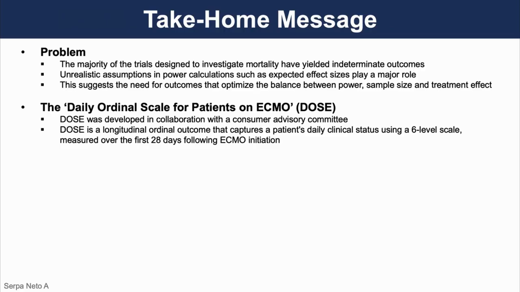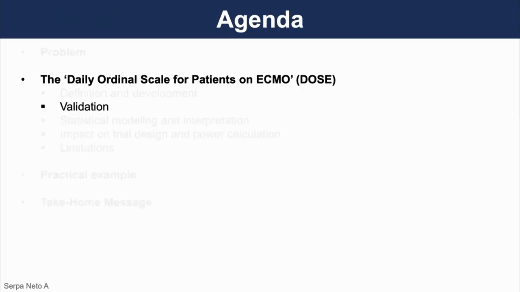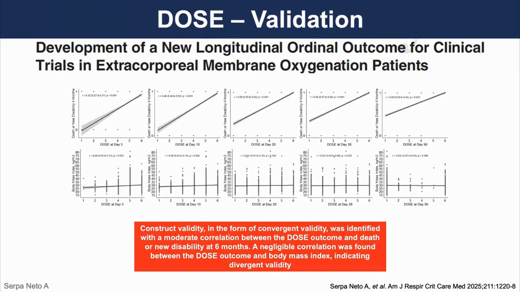It's a longitudinal outcome that captures a patient's daily clinical status using a 6-level scale, and it's measured over the first 28 days following ECMO initiation or randomization. So how did we validate these outcomes? First we assessed the construct validity. We assessed the 2 components. First was the convergent validity. We were simply trying to identify a correlation between the dose outcome and the death or disability.